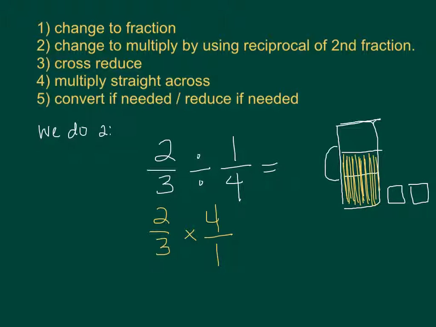Cross-reduce. I've got 3 and 4, nothing goes into both of those. 2 and 1, nothing other than 1 goes into both of those, so I can't cross-reduce. Multiply straight across. 2 times 4 is 8. And 3 times 1 is 3.